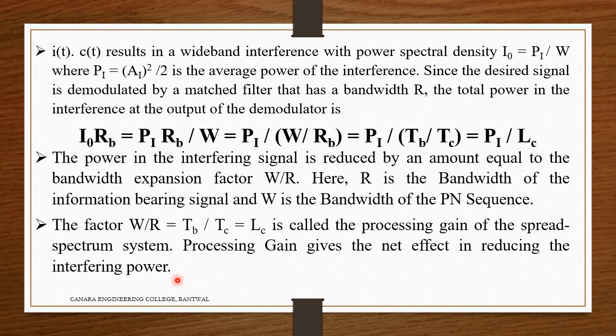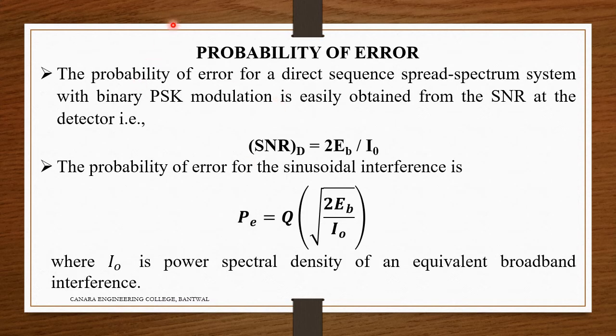For example, W by R is equal to TB by TC, the bit duration divided by the chip duration. If the processing gain is very good, we can reduce the interference entering this signal. Okay, what is the probability of error? We have to think about it.